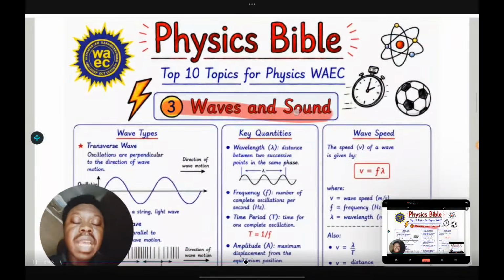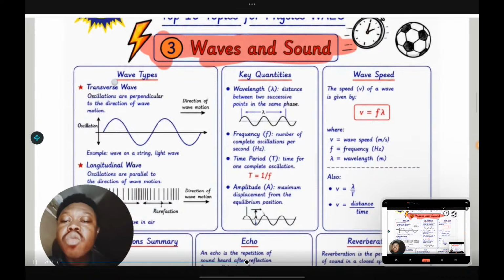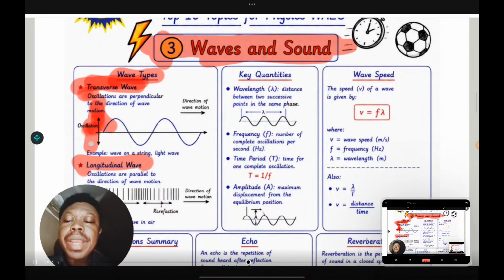Number 3, waves and sound. This topic is so important. Yes, very, very important. Take note of this. Waves: we have transverse waves and longitudinal waves. For transverse, the direction of oscillation and the direction of propagation are perpendicular to each other. Is that clear? Under this, you have your wavelength.